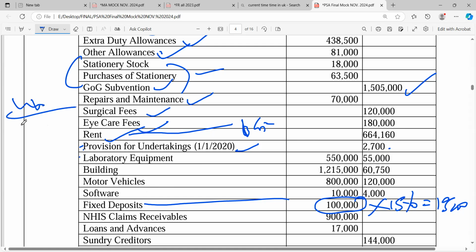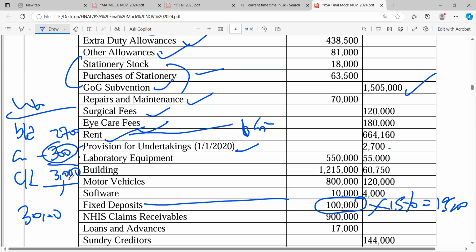This is a provision for undertaking. The opening balance is 2,700. Leave a space and bring the closing balance here. The closing balance we had 3,000. Do you agree? The difference is 300. So this difference goes to goods and services as an expense, the 300. Whilst the undertaking was 30,000, you subtract the 3,000 from 30,000, you get 27,000. Then you add it to your receivable. That's all.